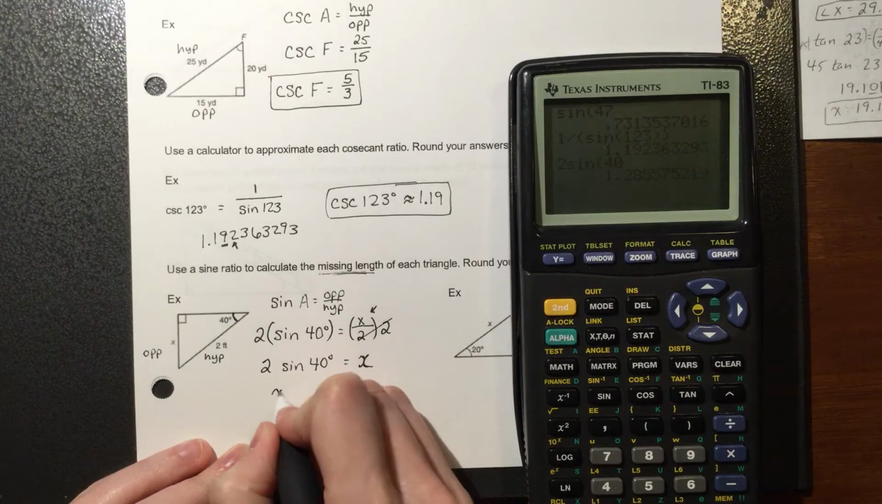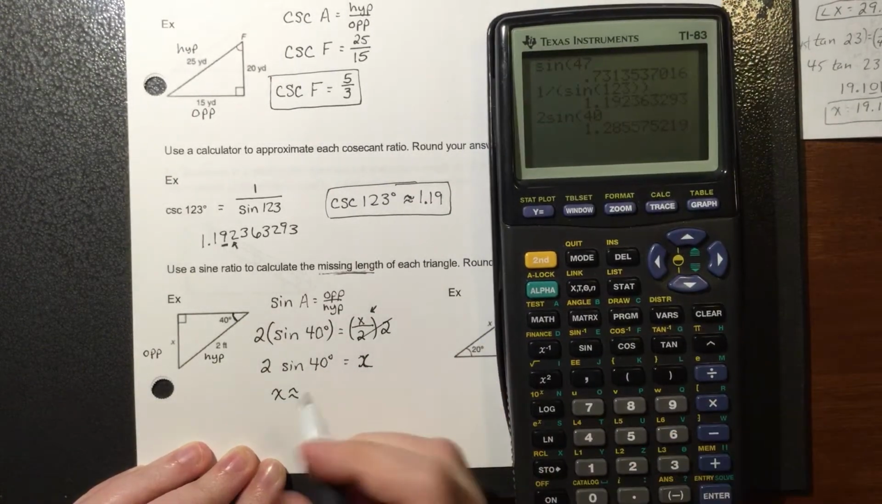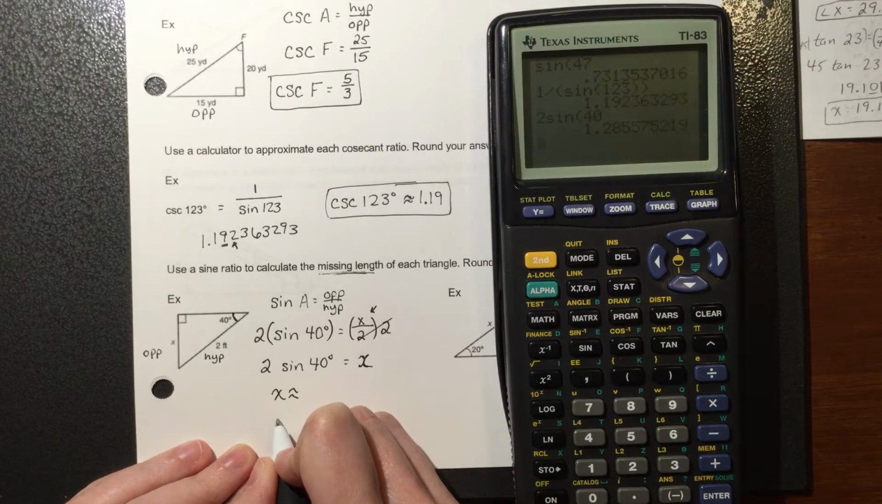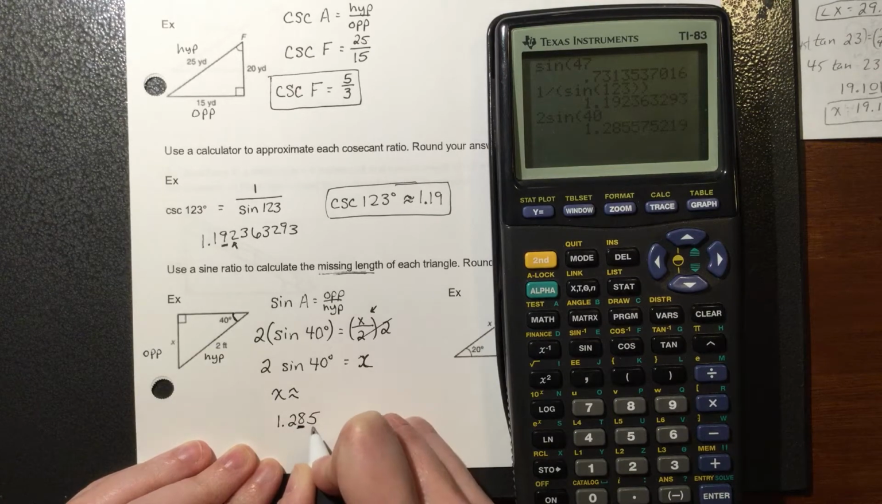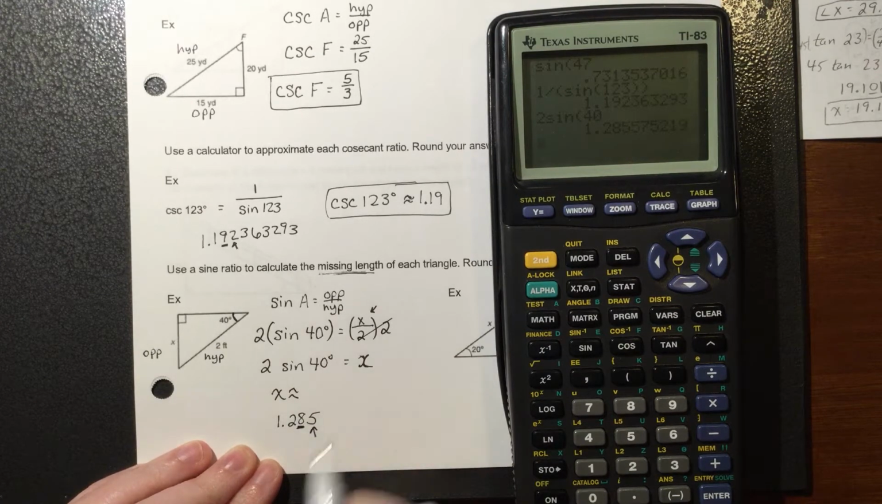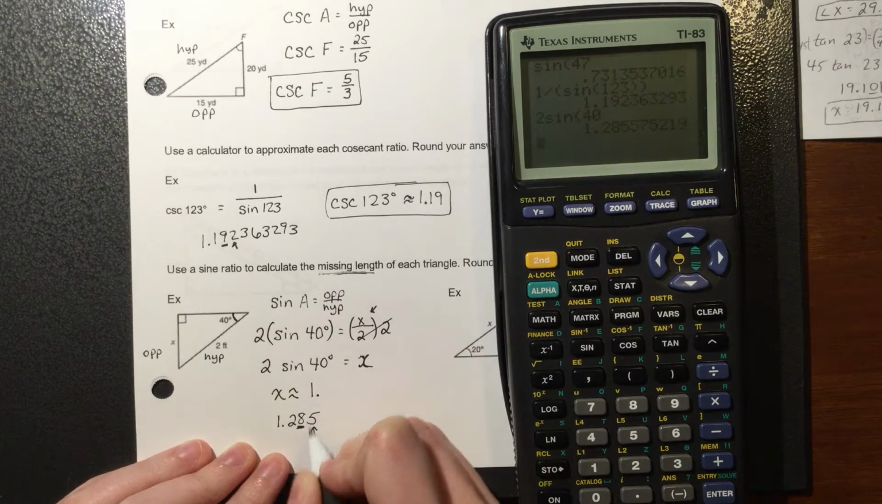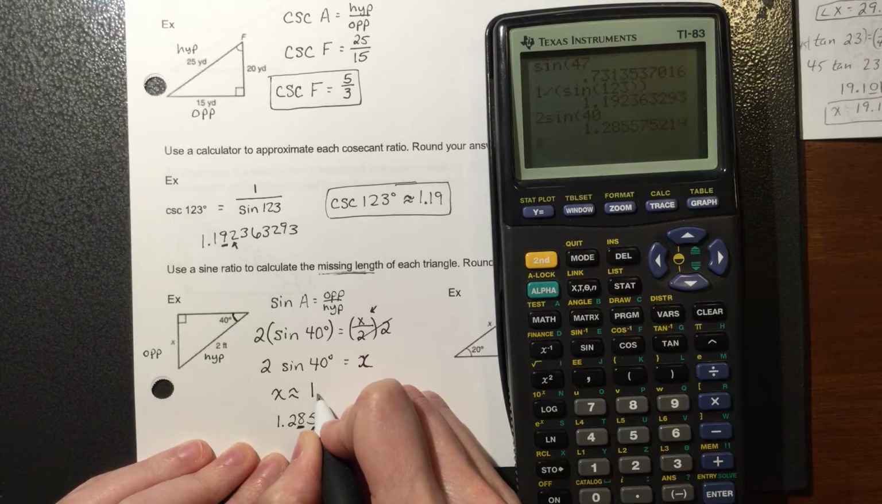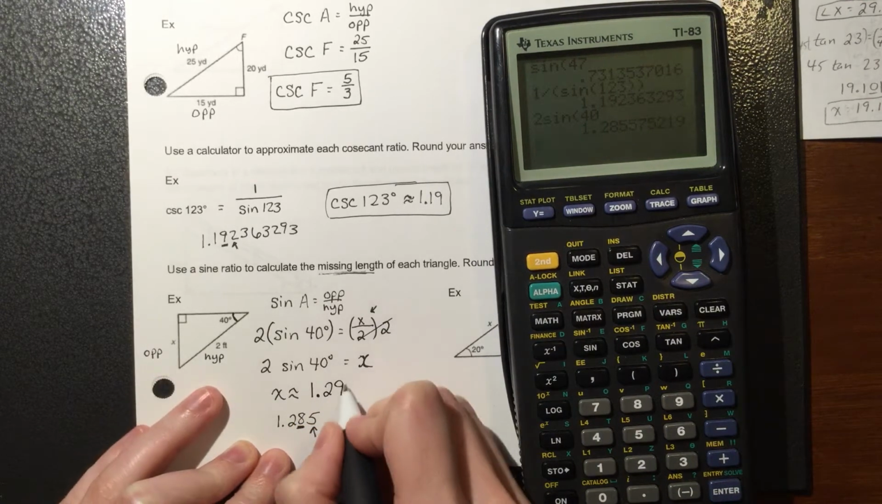So x is going to be approximately, and it wants us to round our answers to the nearest hundredth, so I'm going to write down 1.285, because this will be my hundredth spot, and that number determines whether it stays an 8 or it gets rounded up to a 9. So if we do that, we're going to end up with 1.29, and then our units for this one is going to be feet.